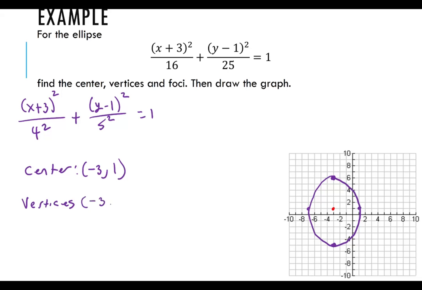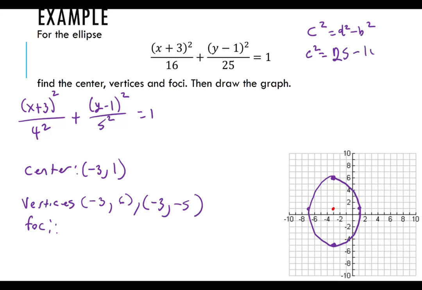Those are going to be negative 3, 6, and negative 3, negative 5. Well, then where are our foci? To find the foci, we do need to find c, but c squared is equal to a squared minus b squared, and so c squared is going to be equal to 25 minus 16. C squared is equal to 9, so c is equal to 3.